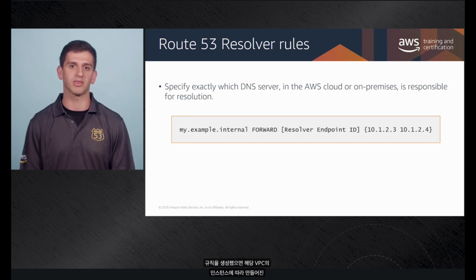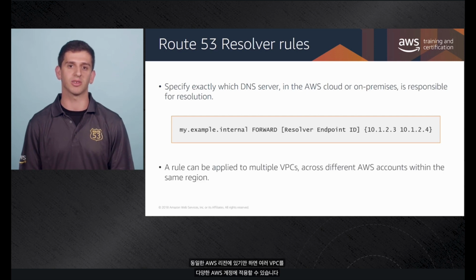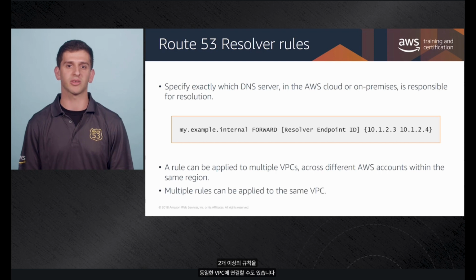Once you've created a rule, you apply it to a VPC to manage forwarding of DNS queries made by instances in that VPC. You can apply a rule to multiple VPCs across different AWS accounts, as long as they're all within the same AWS region. You can also associate more than one rule to the same VPC.